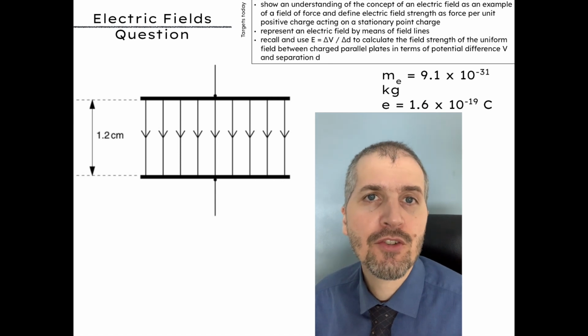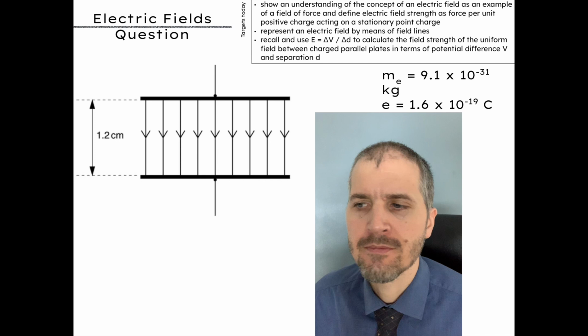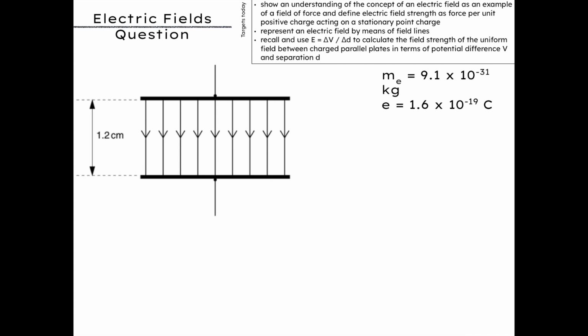Here's an example of the sorts of questions you might have to deal with on uniform electric fields. Here we've got a couple of parallel plates with a field drawn between them. The field lines are going from top to bottom, so I'm going to go ahead and put a plus sign up here, as it must be the positive plate.